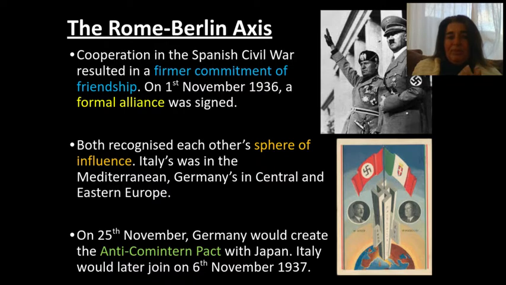So in November 36, a formal alliance was signed. Both recognized each other's sphere of influence, Italy in the Mediterranean, Germany in Central and Eastern Europe. Yes? So both of them were happy. On the 26th of November, Germany would create an anti-Comintern pact with Japan. Italy would later join in November 37. Here we have the treaty, called in Europe in those days the Rome-Berlin-Tokyo Axis.